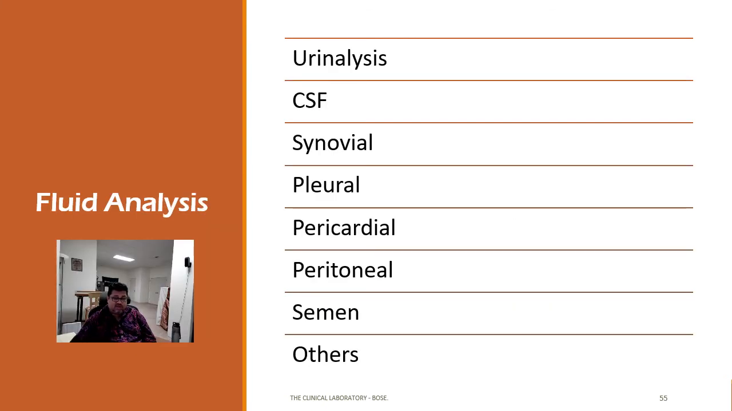Body fluids are analyzed. All kinds of body fluids are analyzed. Some of the most important ones are shown here: urine, cerebrospinal fluid, which is CSF, synovial fluid, pleural fluid, pericardial fluid, peritoneal fluid, semen, and so on. What is the implication of these?